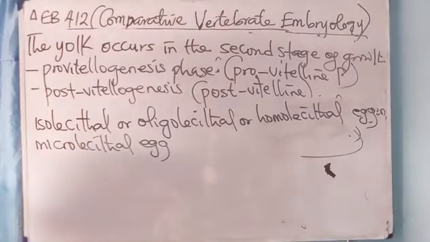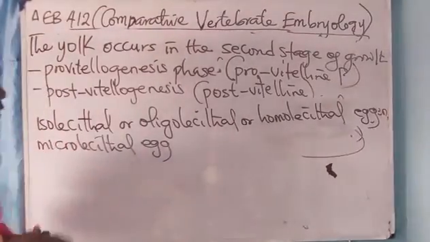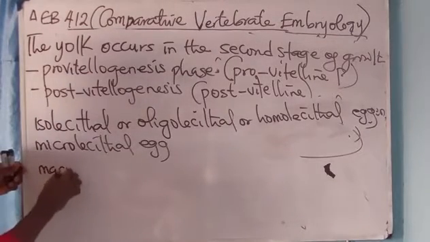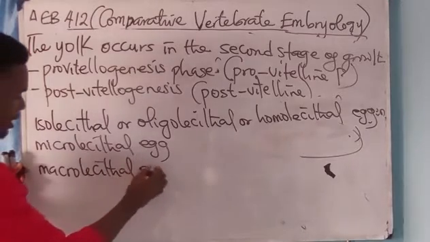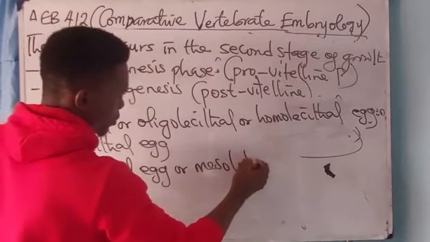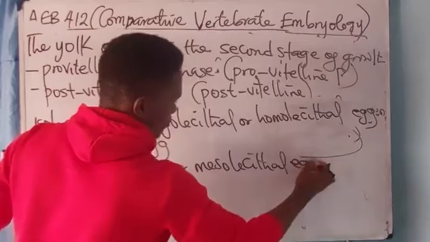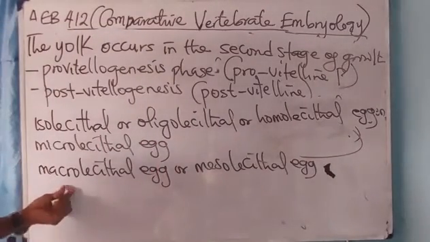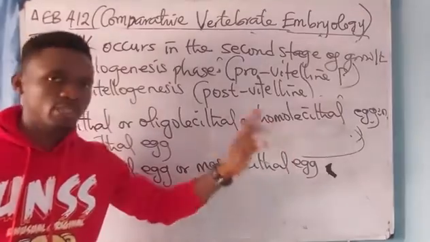Distributed, okay? While the one that has a lot of yolk in it is called what? Macrolecital egg or mesolecital egg. Alright, the egg that has a lot of yolk in it is called what? Macrolecital or mesolecital what? Egg.